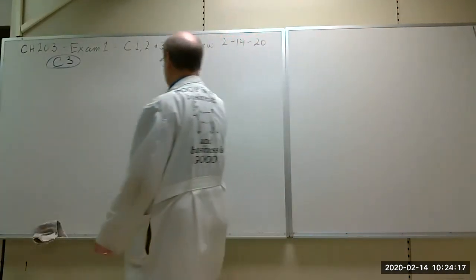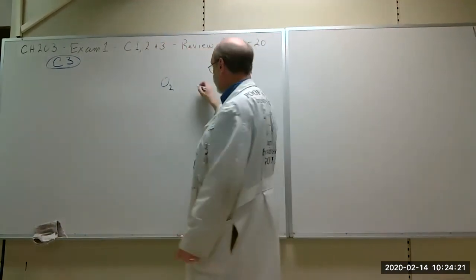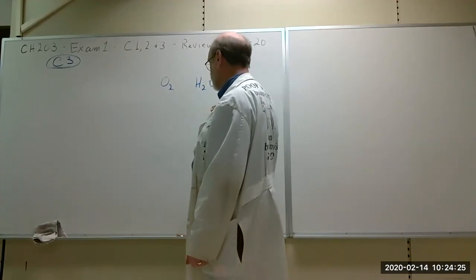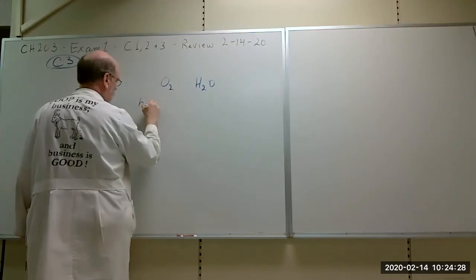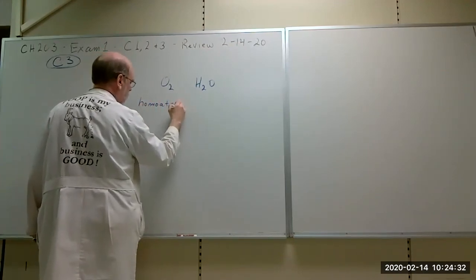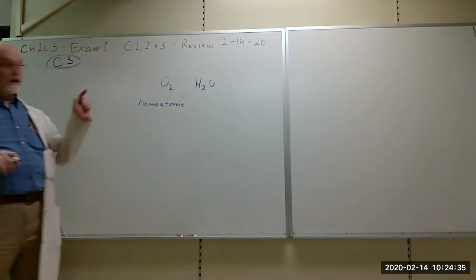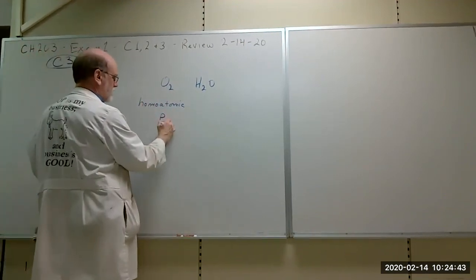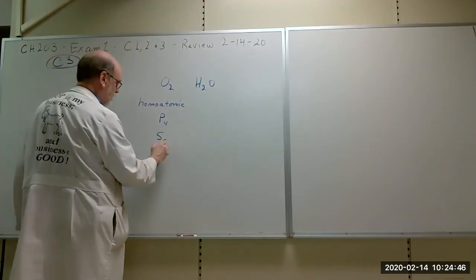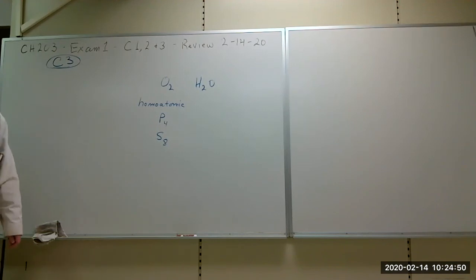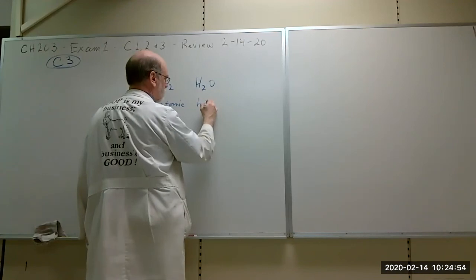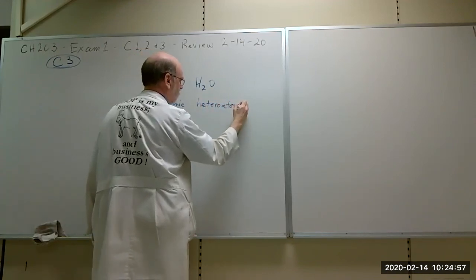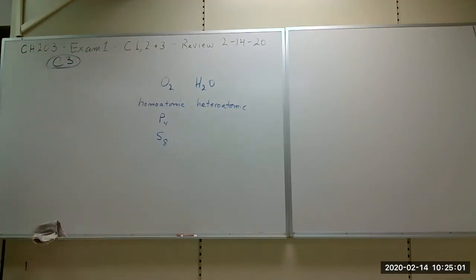Right. So this is a molecule. This is a molecule. This is a homoatomic molecule. Because it only has one element. There's more than one of them. Phosphorus occurs like that. Sulfur occurs like that. So those are homoatomic molecules. This is heteroatomic. Because it has two or more different elements in it, different types of atoms. Let's see.